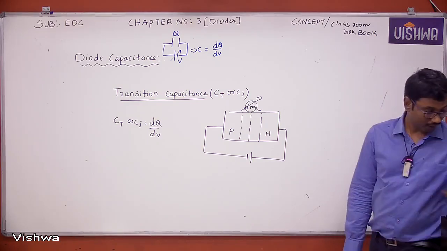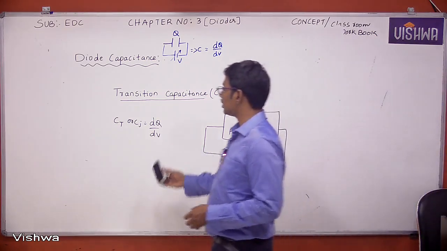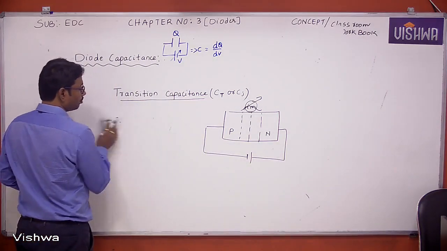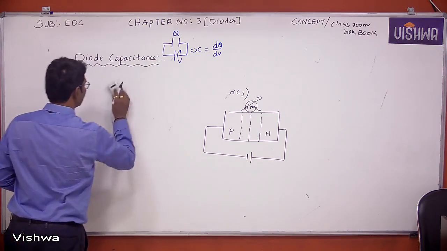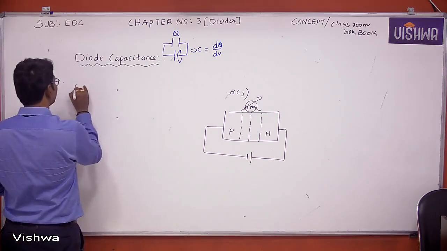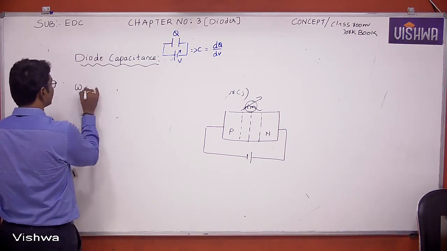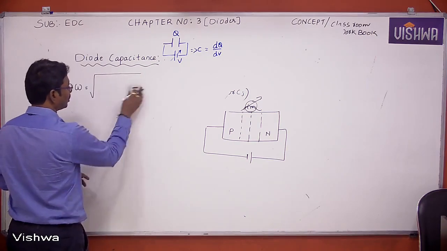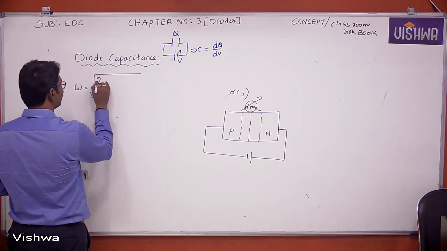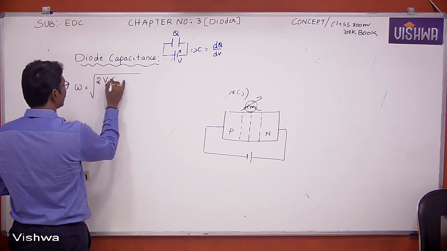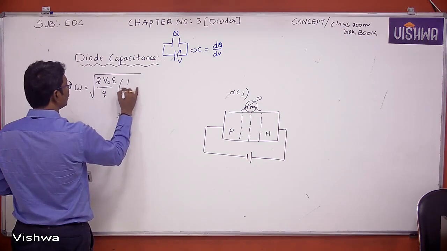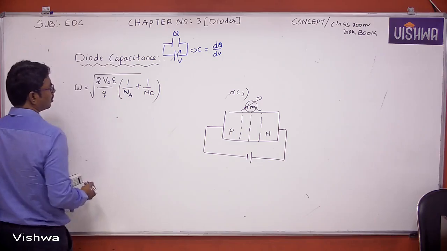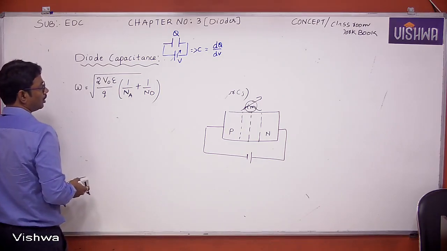How to compute this transition capacitance value? To compute it, consider the equation of depletion width. What is the depletion width in case of a PN junction? We already derived this in my previous lecture. W is nothing but the square root of 2 V0 epsilon by Q into (1 by Na plus 1 by Nd).